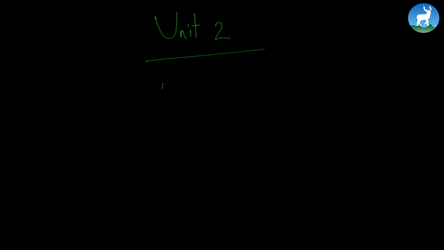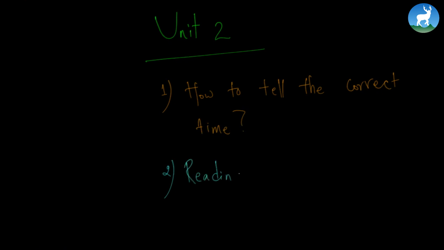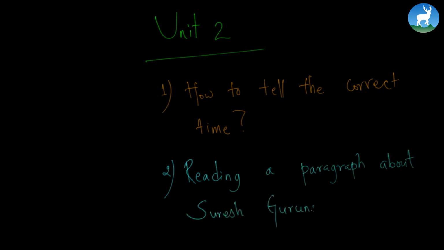doing two things basically. The first one is we will find out how to tell the correct time. And another thing that we will be doing here is we will be reading a paragraph about Suresh Gurung. So these are the two things we shall be doing today. And the title of the whole unit is Me and My Habits. So that's the main idea, but under that, we shall be doing two different things.